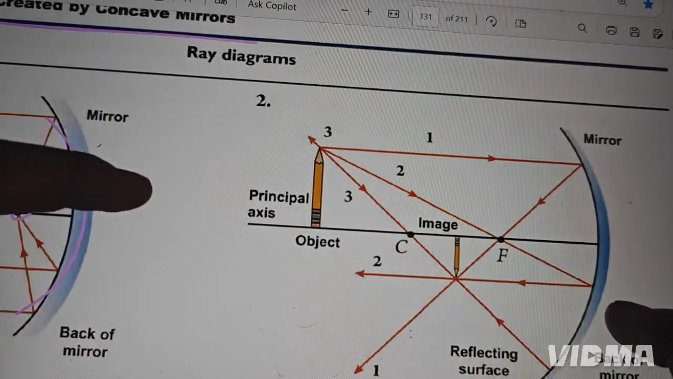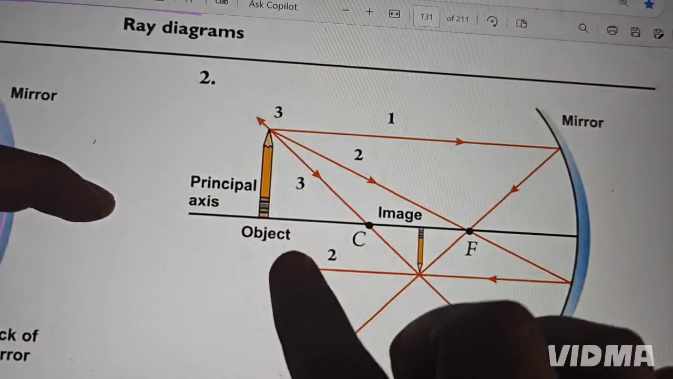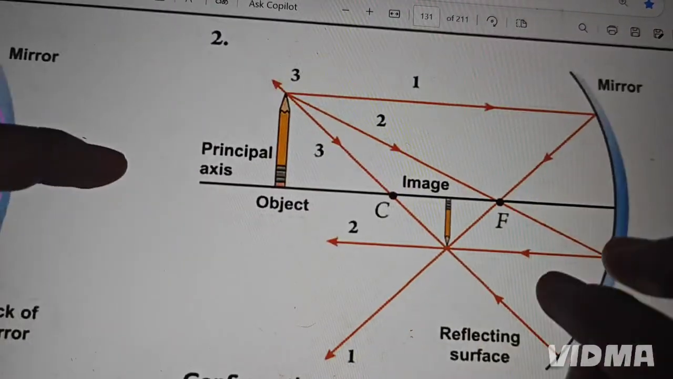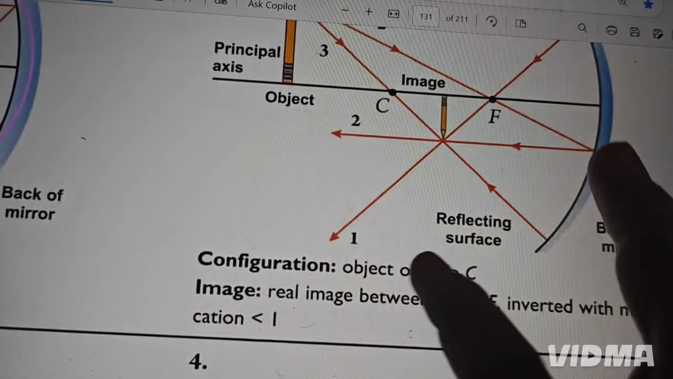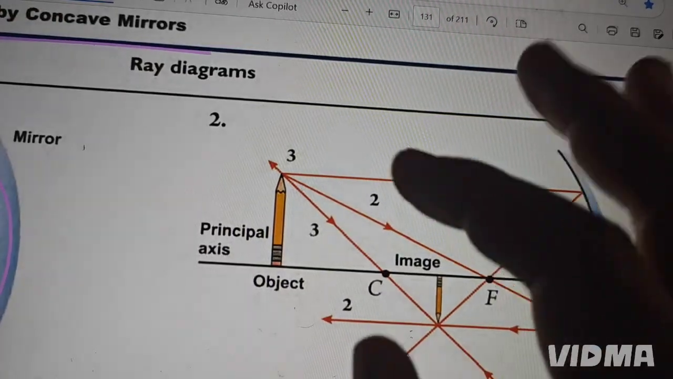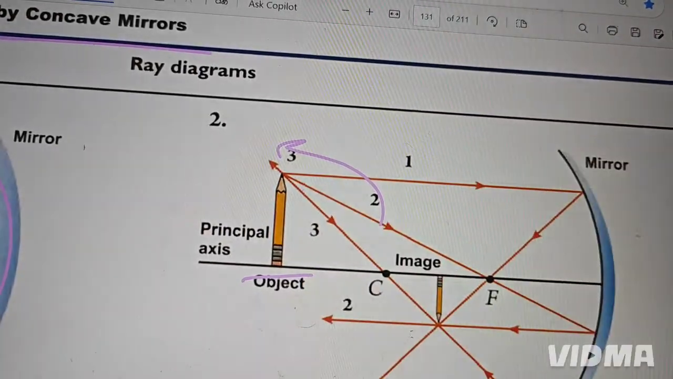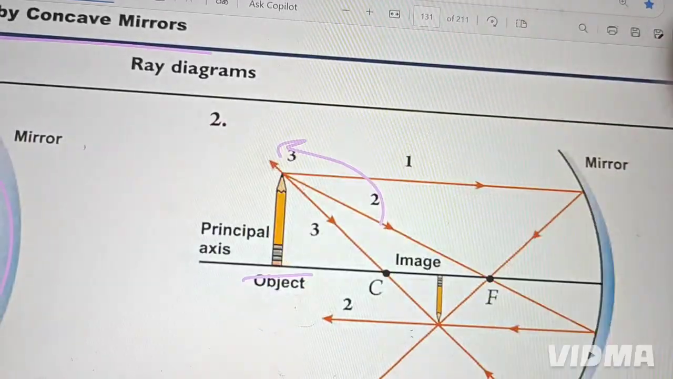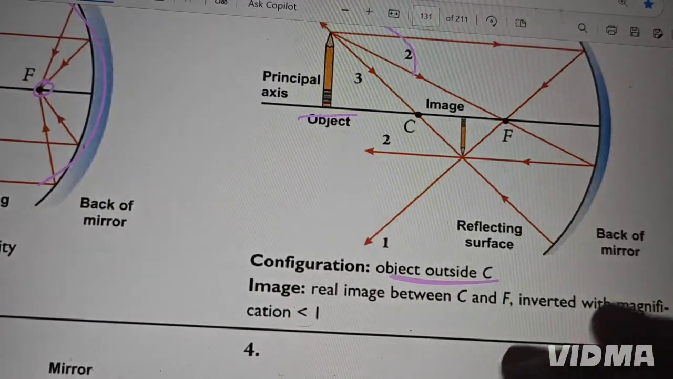Second type of the image. Now we know exactly the position of the object. Look, we have this pencil. Where is the position of the pencil? In here it is written outside C. Why outside C? Because the pencil's position is from the left side, so it means outside the C. So the object position is outside C.